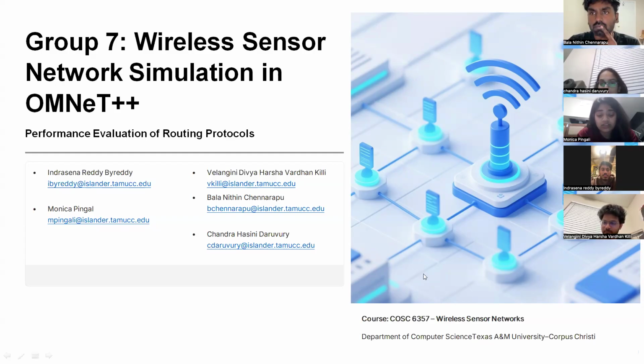Our work focuses on simulating a wireless sensor network in Omnet++ and analyzing how routing protocols behave under controlled conditions. Specifically, we evaluated the performance of routing protocols using key metrics such as end-to-end delay, packet delivery ratio, and energy consumption. In this presentation, we will first describe our scenario and system architecture, then discuss the simulation methodology, followed by the results and interpretation. Finally, we'll wrap up with the main insights and possible future extensions.